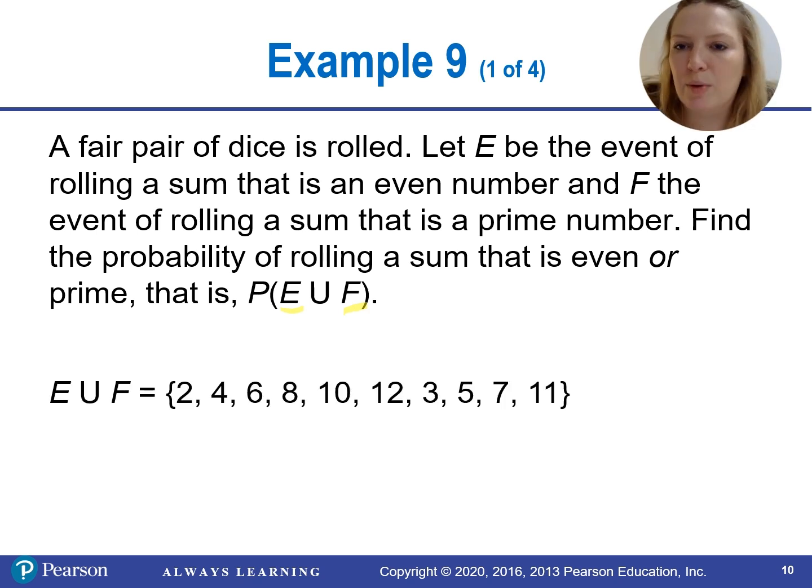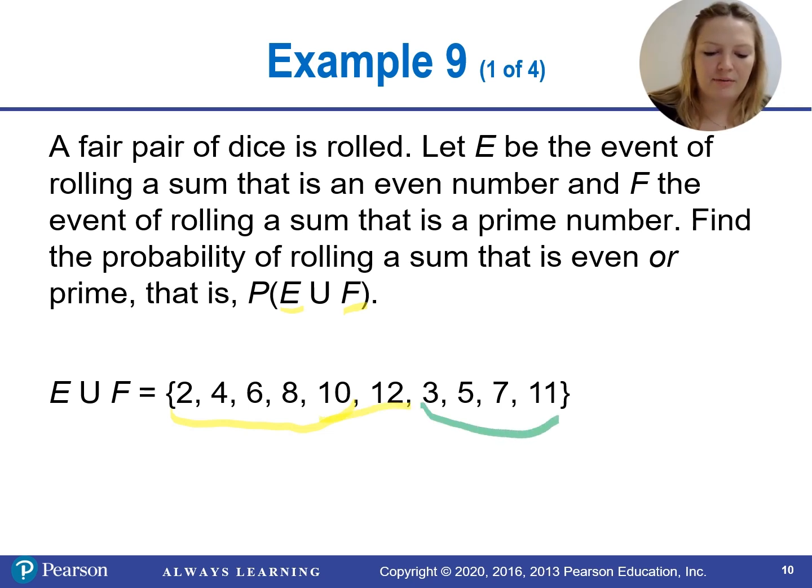So all of the possible ways we could get an even or a prime is if we roll a 2, a 4, a 6, 8, a 10, or 12 sum, or we roll a sum that's 3, 5, 7, or 11. So the evens are 2, 4, 6, 8, 10, and 12. And the primes are 3, 5, 7, 11, and also 2 is a prime.